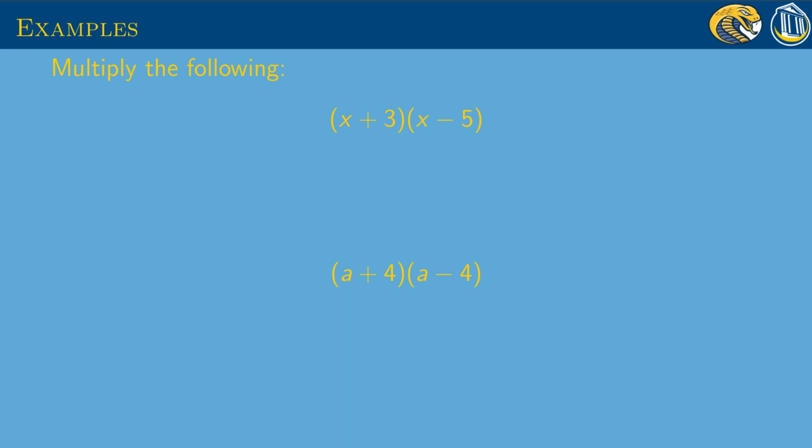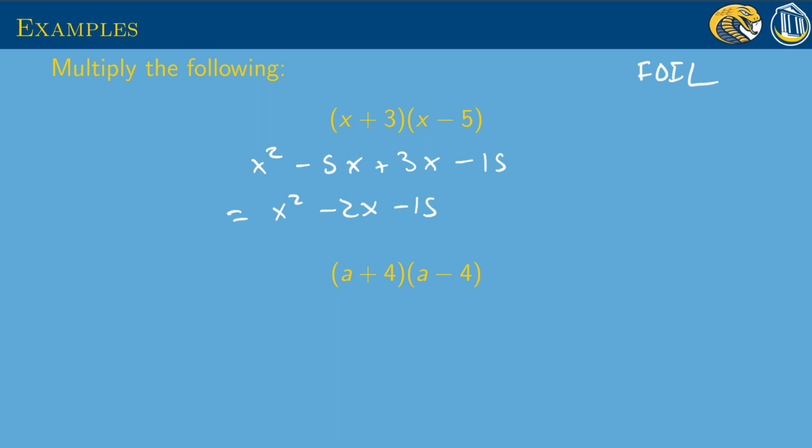Let's do a couple more. X plus 3 times x plus 5. Once again, FOIL. See if you can recognize that's first, x times x. Outside, minus 5x. Inside, plus 3x. And last, that'll work out to minus 15. Notice if we have two terms that both have just a single variable in it, it's helpful to combine them. X squared minus 2x minus 15.